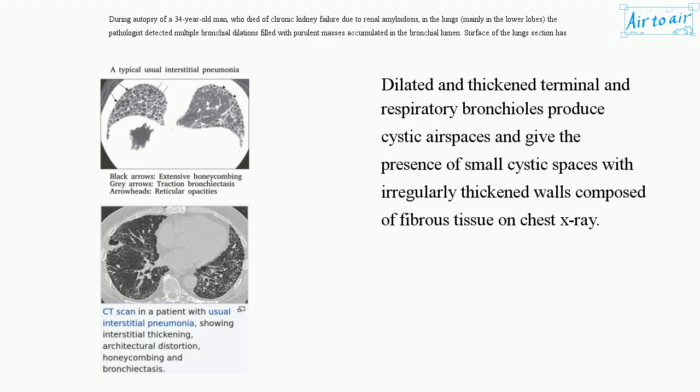Dilated and thickened terminal and respiratory bronchioles produce cystic air spaces and give the presence of small cystic spaces with irregularly thickened walls composed of fibrous tissue on chest X-ray.